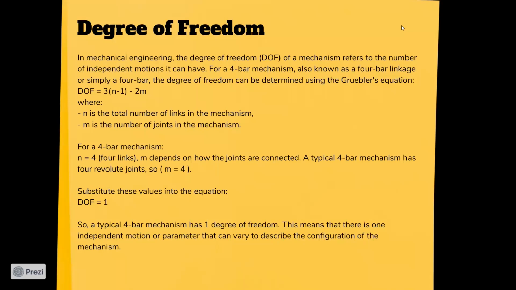Moving on, the degree of freedom. The degree of freedom of a mechanism refers to the number of independent motions it can have. For a four-bar mechanism, the DOF can be determined using Grubler's equation, which is 3 into (n minus 1) minus 2m, where n is the total number of links in the mechanism and m is the number of joints in the mechanism. For a typical 4-bar mechanism with 4 links and 4 revolute joints, the DOF is 1, indicating that there is one independent motion or parameter that can vary to describe the configuration of the mechanism.